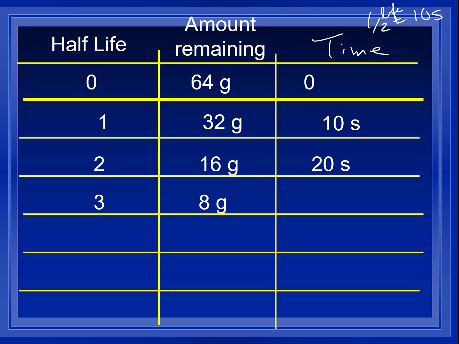Here's where people make the mistake. People think, oh, I cut this in half, so I double that. No, no, no, no, no. You're not doubling. You're adding 10. Okay? The amounts get cut in half, the times just keep adding up. See how you're tempted to put 40 there? I was tempted to put 40. I cut this one in half, I double that one. No, that's not what you do. Cut this one in half, add the time to it. And so 4 would be 4 grams and 40 seconds.